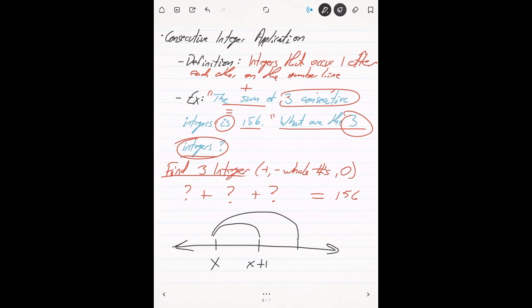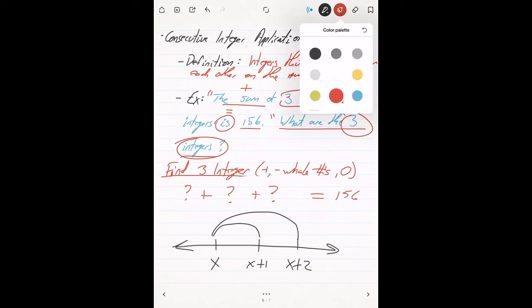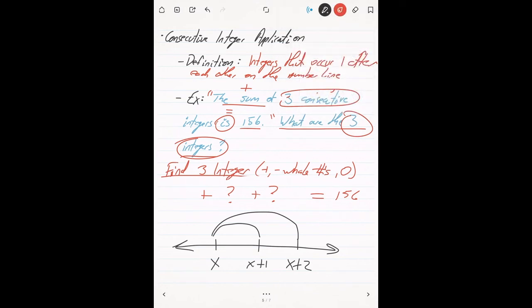Well, I'm not sure, but I just know it's 2 away from x. So that means it's x plus 2. If x is the first number, the second number is x plus 1, the third number is x plus 2. So go ahead and plug that in to the equation. X plus x plus 1 plus x plus 2. There is our setup for the consecutive integers.